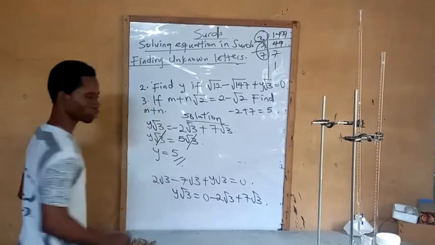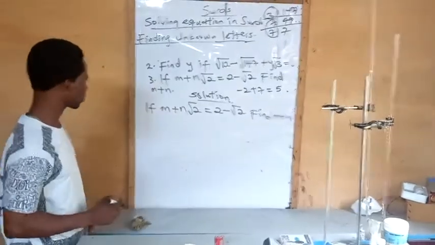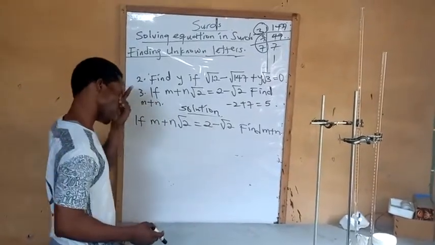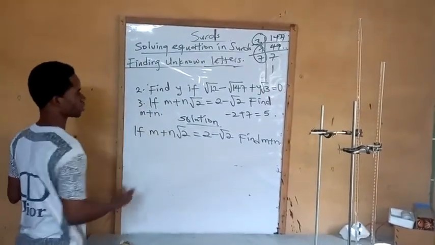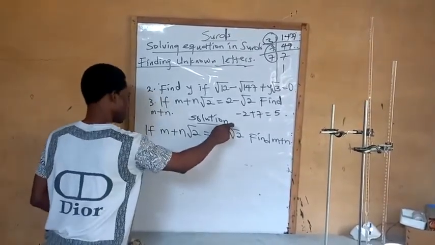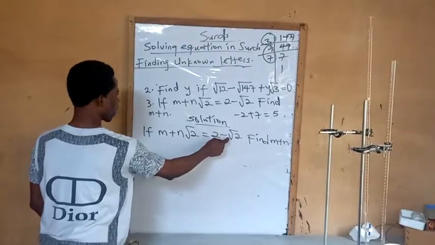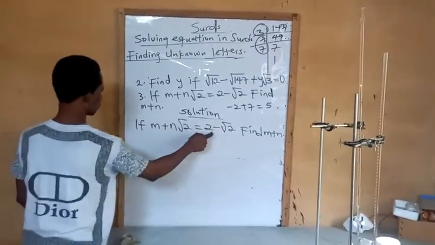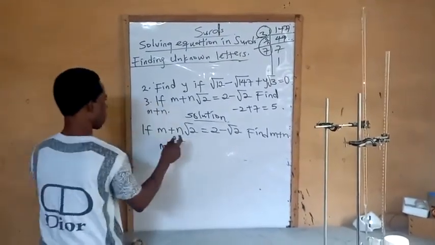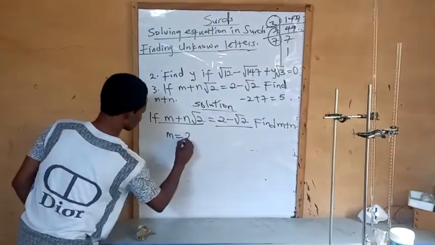Now, let's quickly go to number 3 and see what it is. Look at this number 3. It's very cheap. They say if m plus n root 2 equals to 2 minus root 2, find m plus n. Now, when you see an expression like this in surd, both sides are just alike, because this one is having root 2, root 2. There is a number in front of a root, like I told you, invisible 1. It's always here. So invisible 1 here represents the n. So that means my m equals to 2. Just compare the two sides, they are alike.